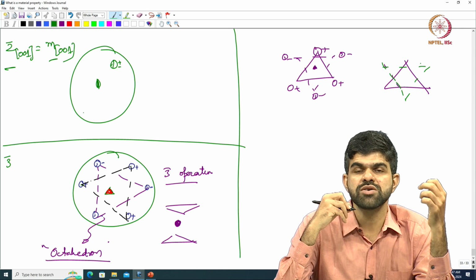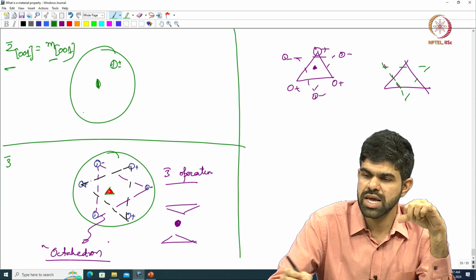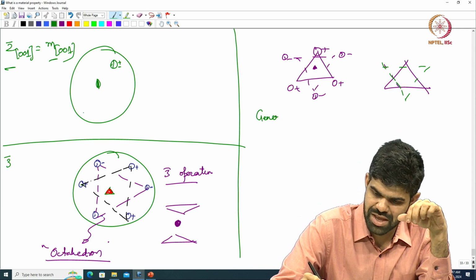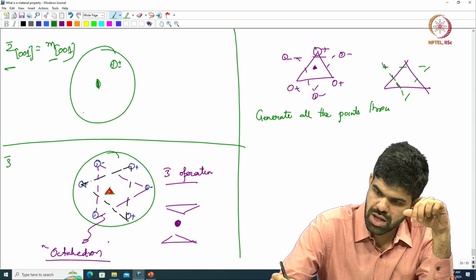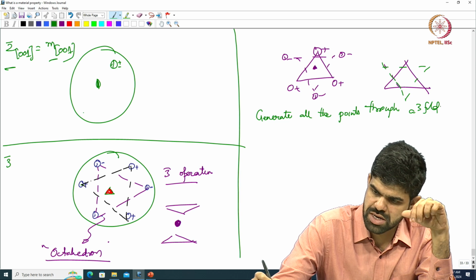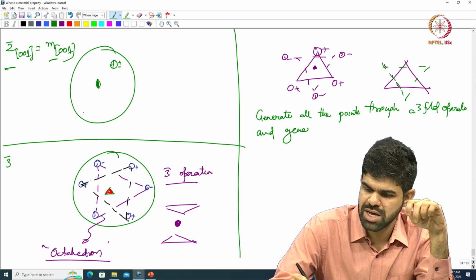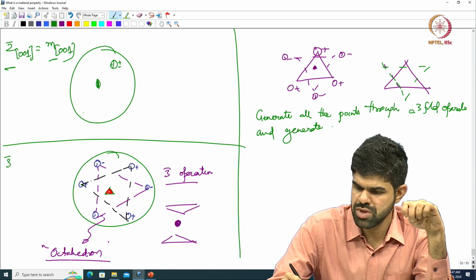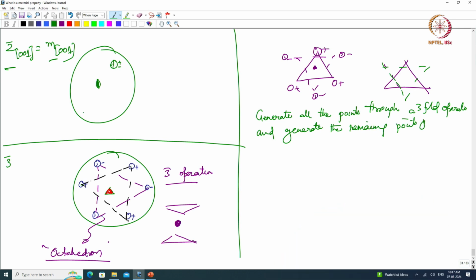So, instead of doing 3-fold axis, invert, 3-fold axis, invert, I can generate all points through a 3-fold axis of symmetry, the 3-fold operation, and generate the remaining points just from inversion operations. It looks like the order of operations is not important. I can first do 3-fold.